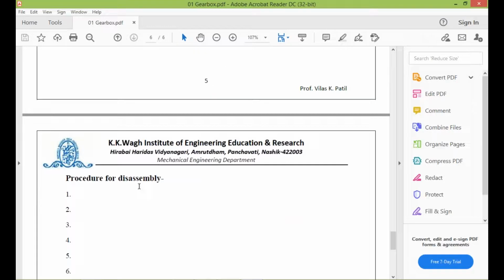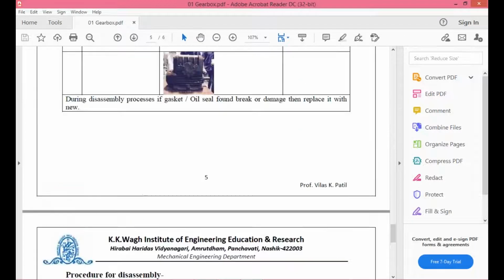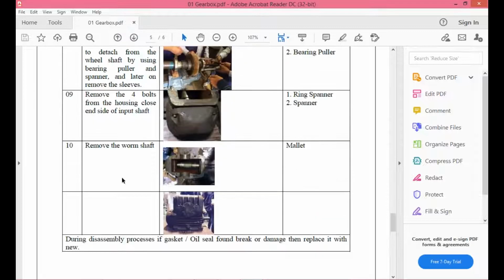Okay, this is the process for the disassembly, and how to assemble that? How to assemble: the same method in the reverse fashion.